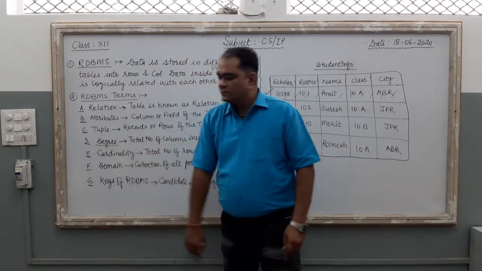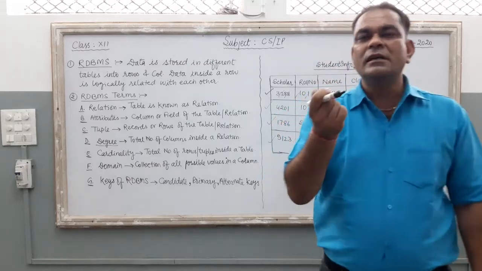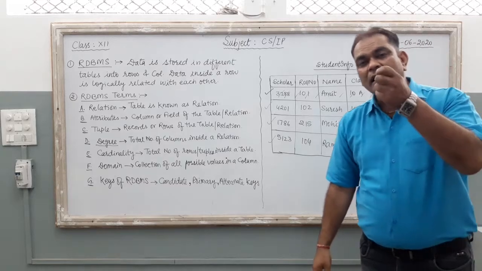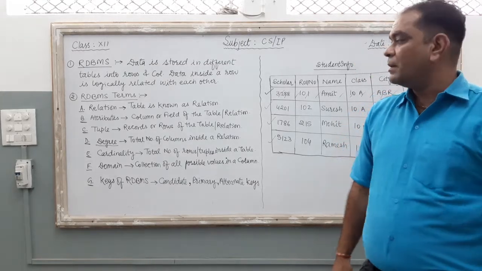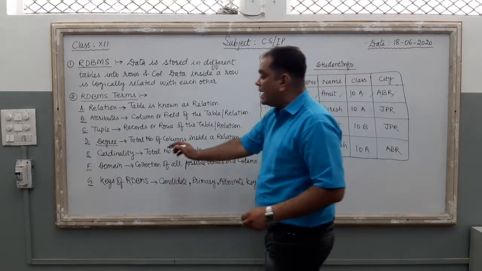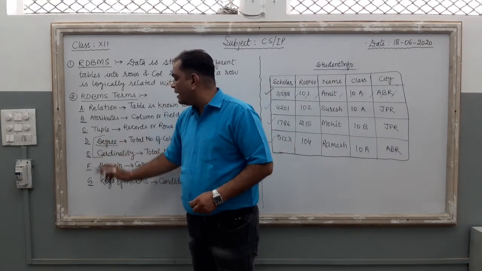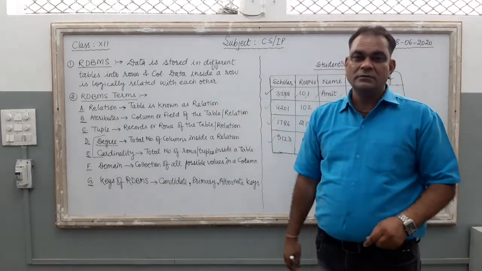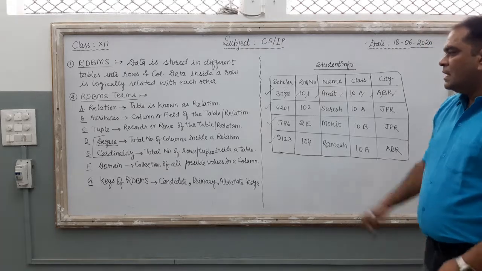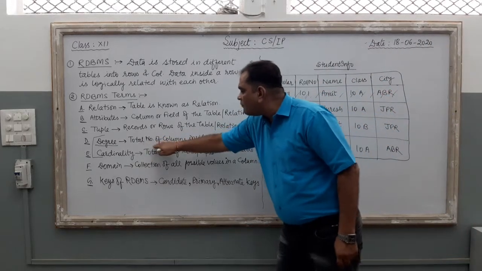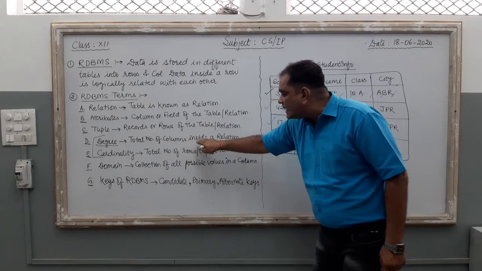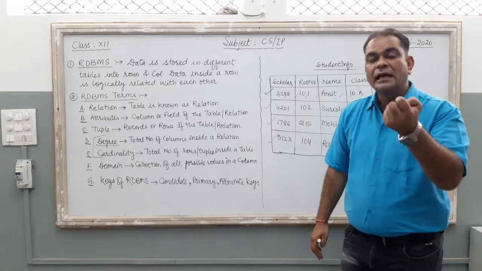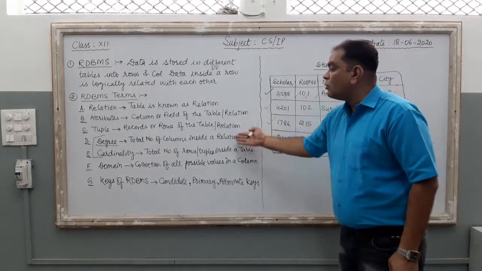Degree is the most important term, and every year you can see 2 or 3 marks questions in the CBSE question paper. These questions are based on degree and cardinality. Every year we find 2 or 3 marks questions based on these 2 topics. So what is degree? Degree means the total number of columns inside a relation. Relation means table. So the total number of columns in the table is known as the degree of the table.